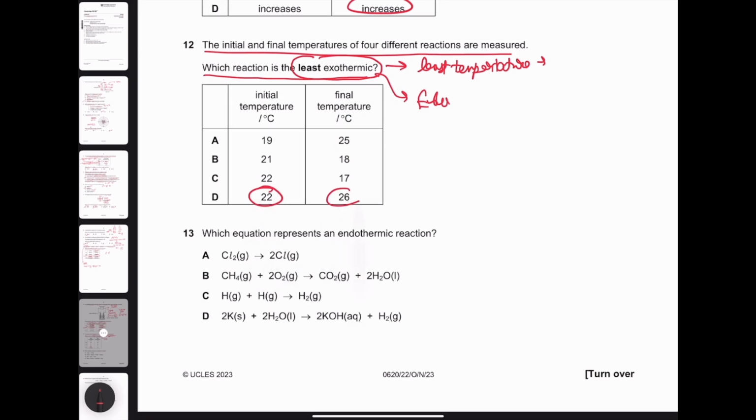Initial 22, this is 26. So this is an endothermic reaction. And there is nothing less exothermic than an endothermic reaction. So this is the least exothermic. Alright, see, this is an exothermic reaction, 21 to 18. The temperature changes 3 degrees Celsius. 22 to 17, this is also exothermic, but they're asking you least exothermic, and endothermic reactions are the least exothermic. So the answer is D.